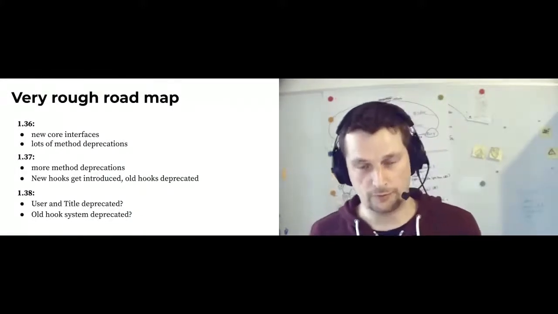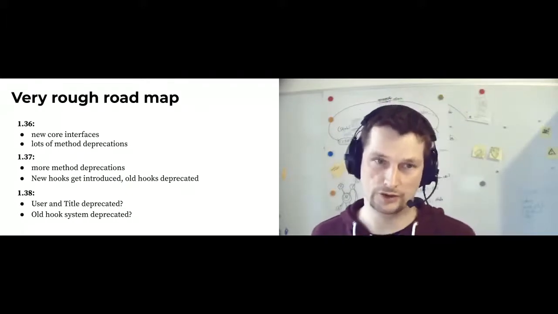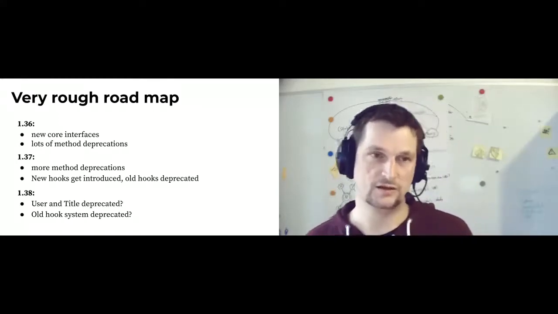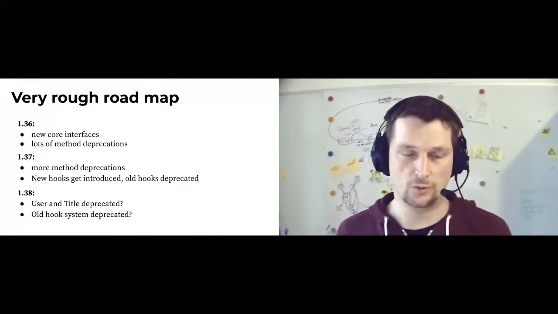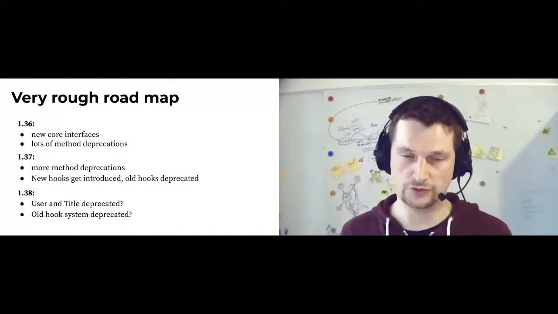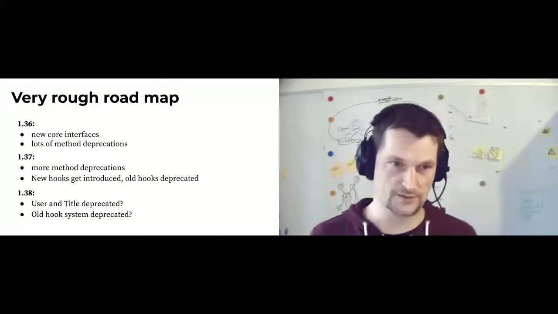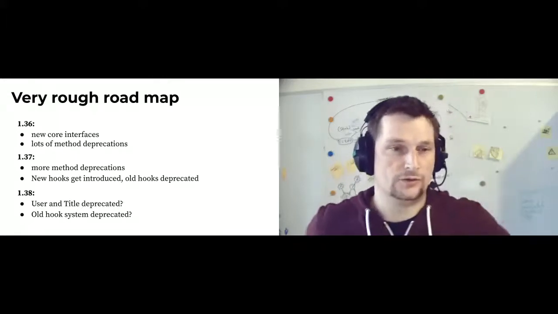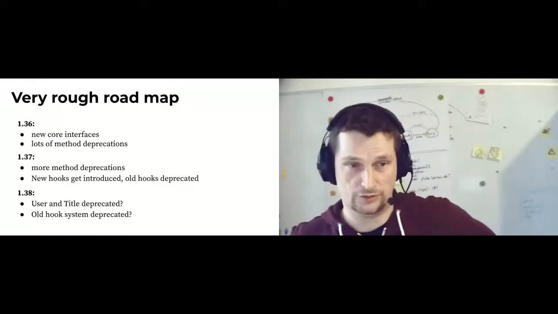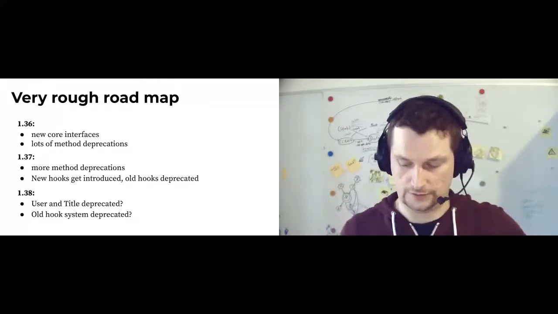So, a very rough roadmap up front to give you an idea of the time frame. Introducing new core interfaces and deprecating old methods has been done in 1.36. In 1.37, we expect more method deprecations, and we will start to focus on introducing new hooks to replace old hooks that bind extensions to the old concepts. And in 1.38, we may already get to the point where we can actually deprecate the old classes, user and title, perhaps start to move out the old hook system altogether.